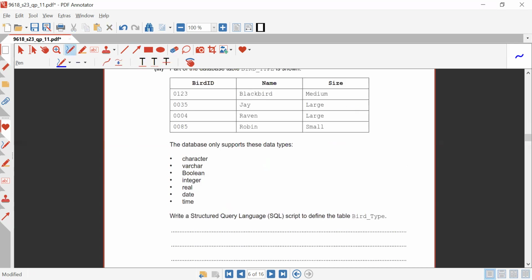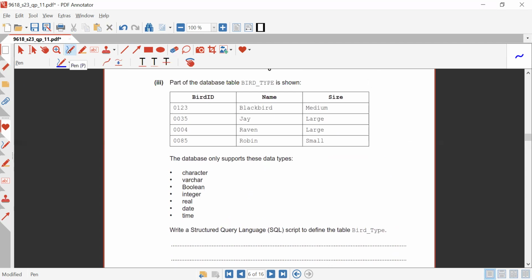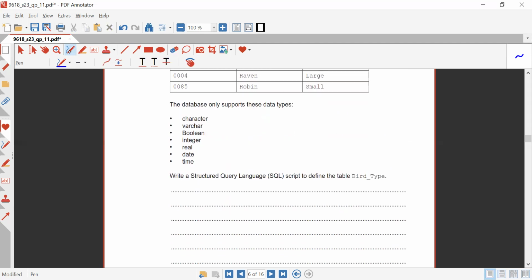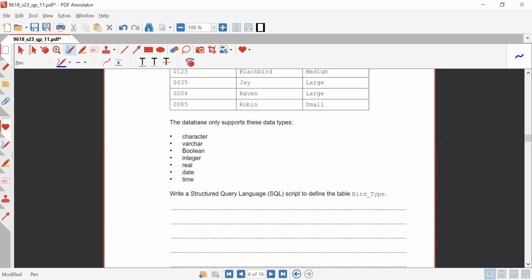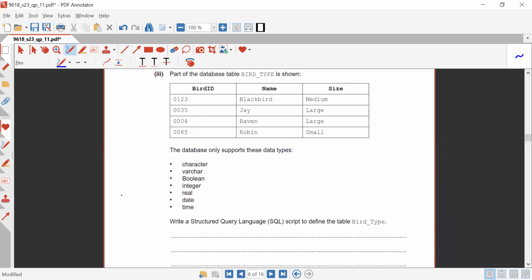Moving ahead to part three. Now, what does part three say? It says part of the database table bird type is shown. We have a bird ID, a name, and a size. The database only supports these data types: character, varchar, boolean, integer, real, date, and time. Now they are saying write a structured query language, that means an SQL script, to define the table bird type. That means we need to create the table. So when we need to create a table, what is the keyword we are utilizing? We are utilizing CREATE first of all.